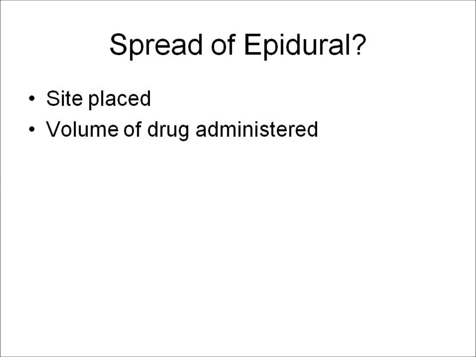The other way to control spread of an epidural is the amount of drug or volume of drug administered. Clearly, if a small amount of drug is administered through the catheter as an infusion, there will not be widespread spread from the tip of the catheter. However, if the drug is infused at a high rate or a large volume is injected through the catheter, we will have spread quite a few dermatomes beyond where the tip of the catheter lies.